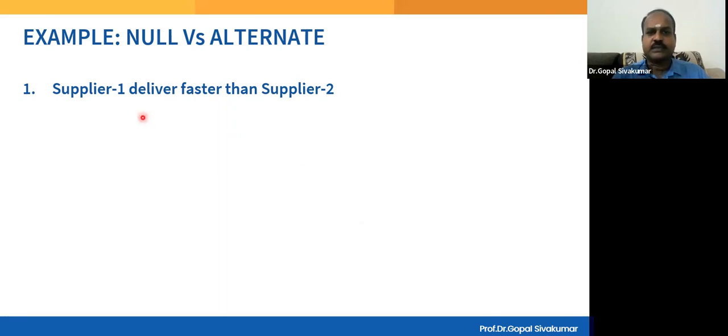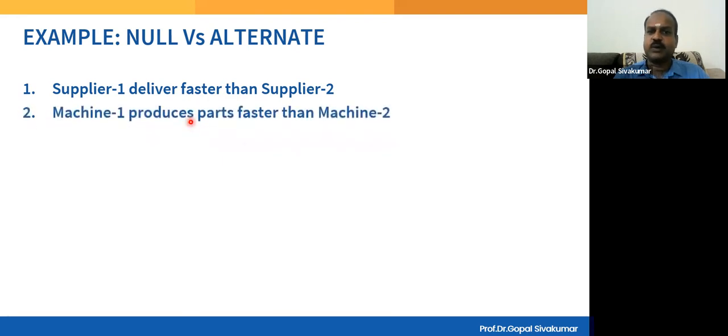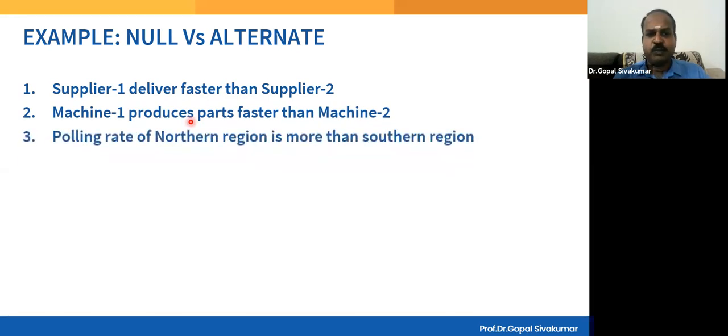Let us understand that. Supplier 1 delivers faster than supplier 2. That means, it is a statement of inequality. Supplier 1 delivers faster than supplier 2. That means he consumes only less time to complete a task and then he quickly delivers. Machine 1 produces parts faster than machine 2. Again, it's a statement of inequality. Polling rate of northern region is more than the southern region. Again, it is a statement of inequality.